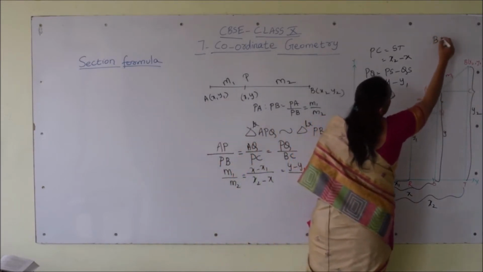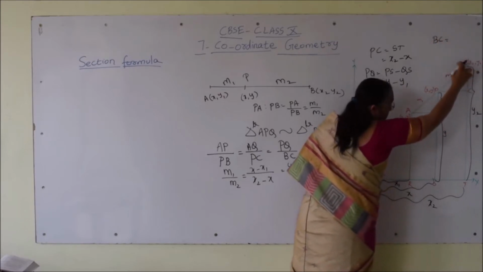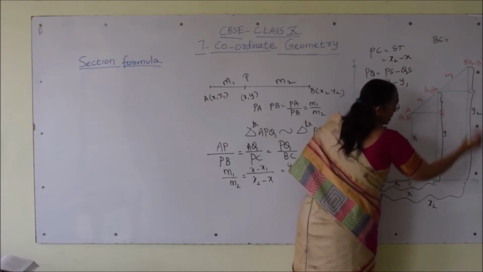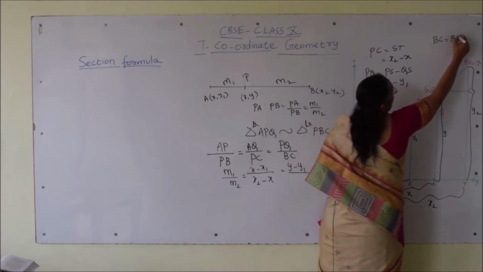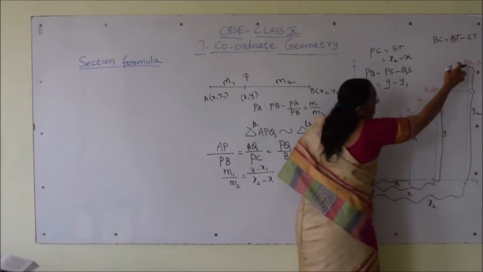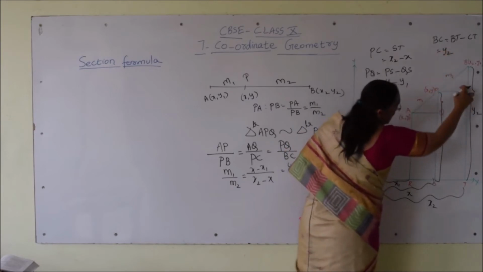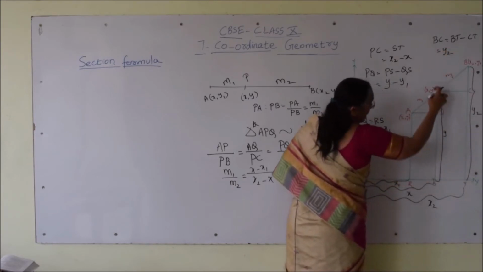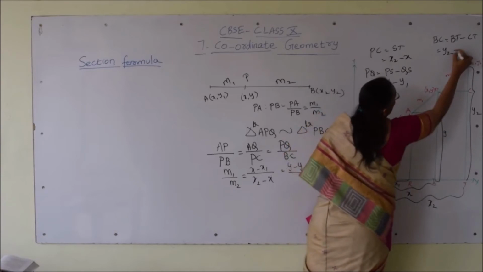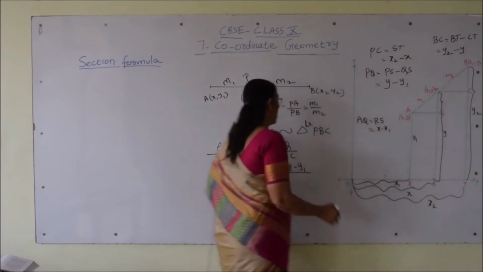Divided by BC. BC is equal to BT minus CT. The whole BT length is Y2, minus CT. CT is the same as PS. PS is Y. So it is Y2 minus Y.